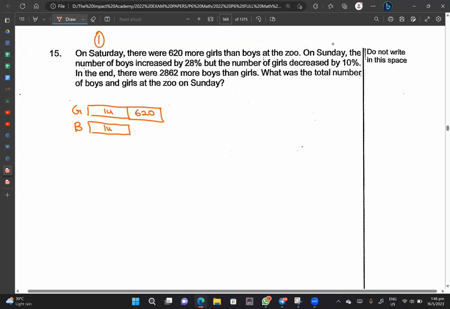Now, once I'm done with this, I'm going to read sentence number 2. Sentence number 2 says on Sunday. So we know that this is Saturday. We want to note it down to not confuse ourselves. On Sunday, the number of boys increased by 28%.